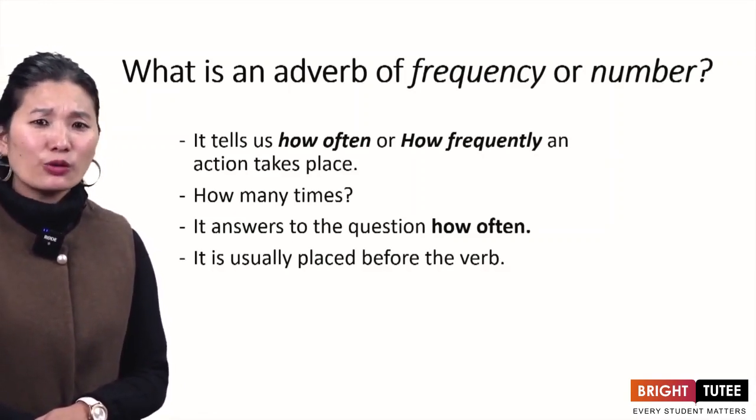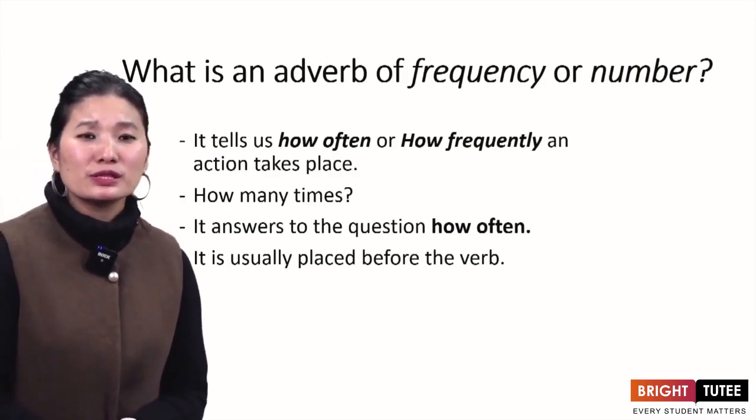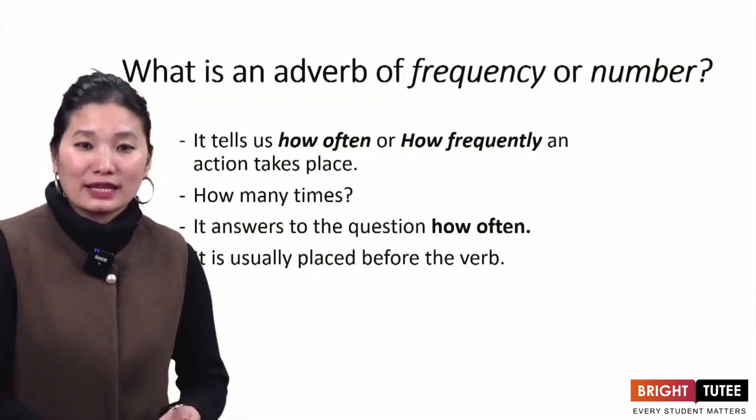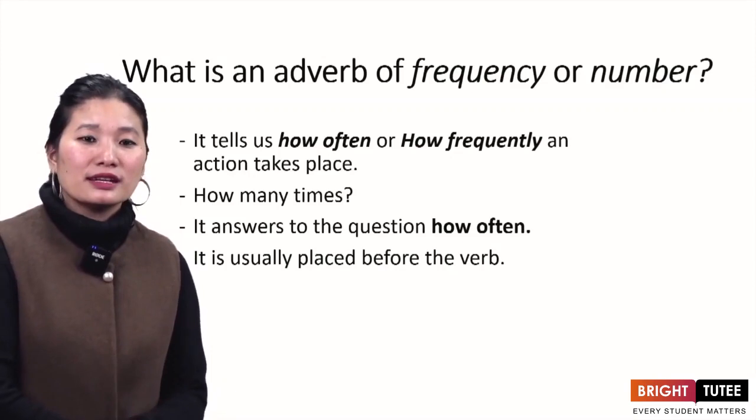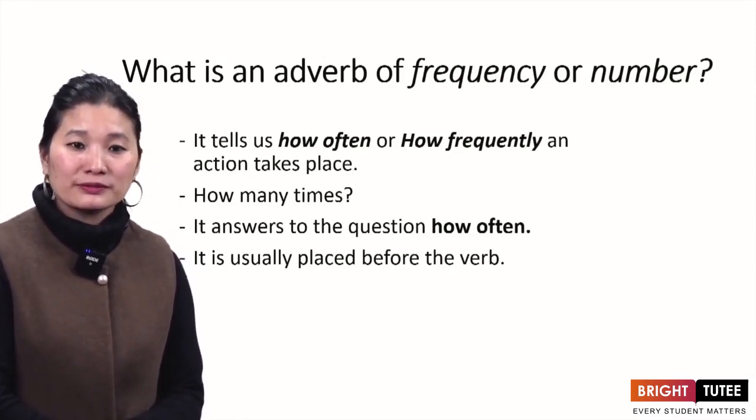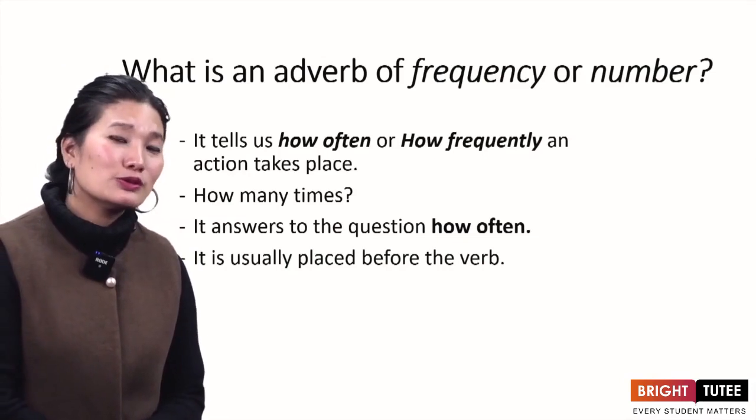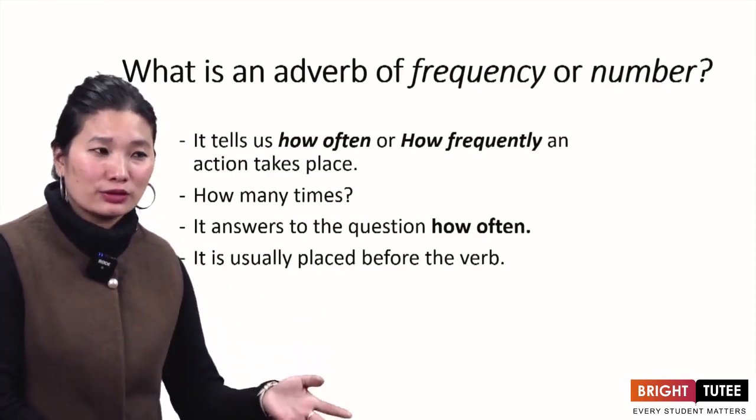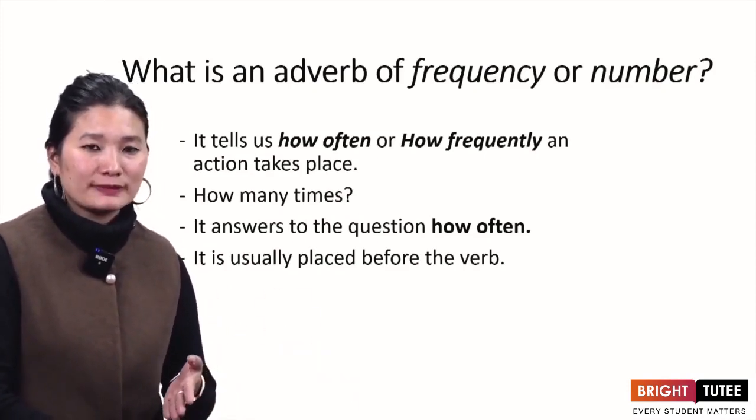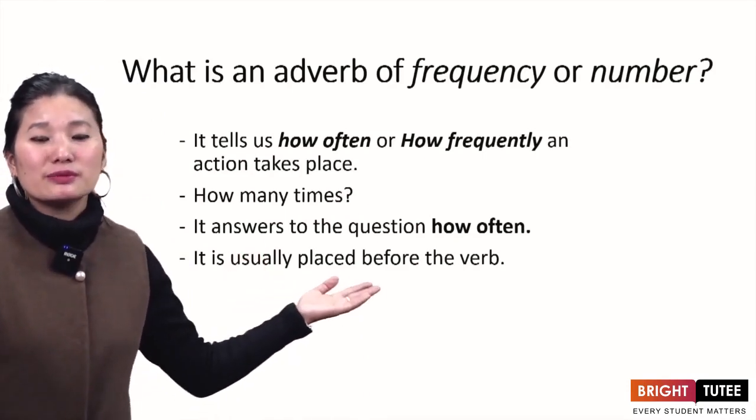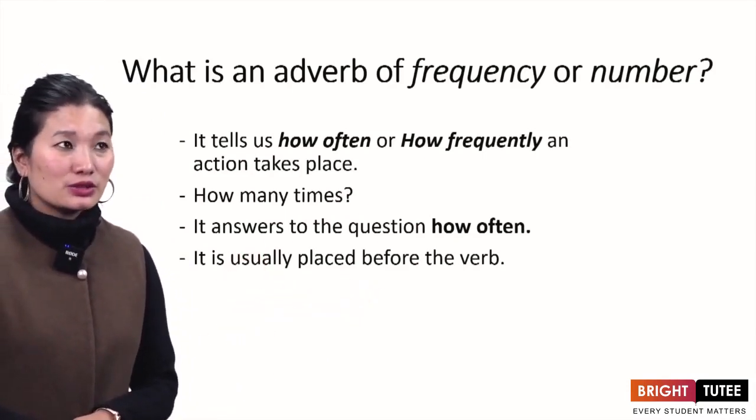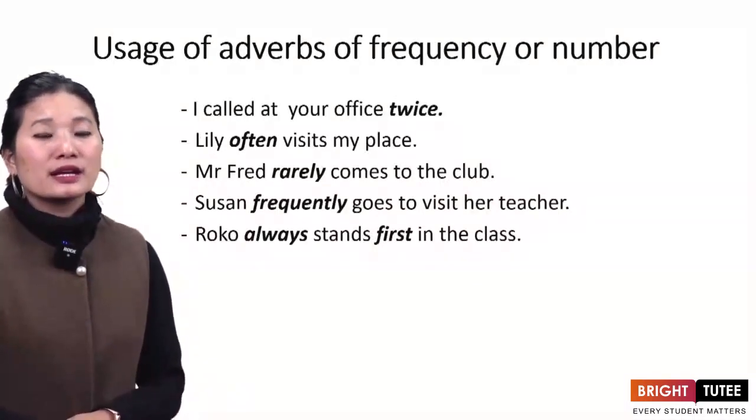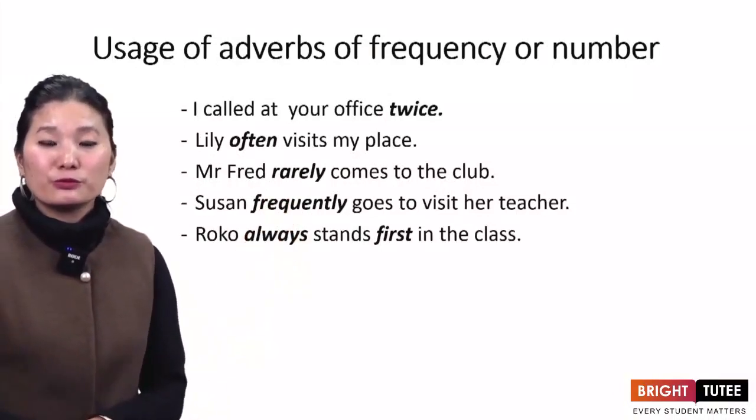If there's anyone who is finding it difficult to understand how often or how frequently, it means how many times, okay? How many times? It answers the question how often. It is usually placed before the verb. Usually. That means not all the time. But most of the time, it is placed before the verb, but it can also come after the verb. And then, these are some usage of adverb of frequency or number.